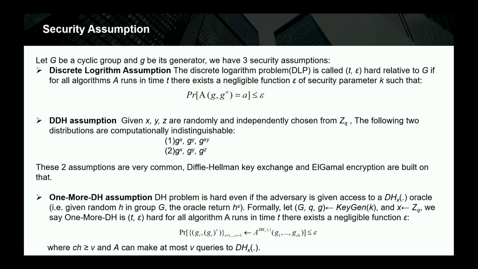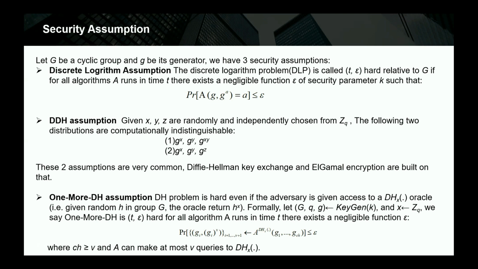The third part of the definitions: we have the following three security assumptions. First of all are the discrete logarithm assumption and the DDH assumption. In the discrete logarithm assumption, given g and g to the a, it is difficult to solve a. As to the DDH assumption, these two distributions are computationally indistinguishable. These two assumptions are very common if you have ever done some work in information security. You may be familiar with them. For example, DH key exchange and ElGamal encryption are built on these assumptions. The third assumption is a little uncommon. It's called the one-more DH assumption.